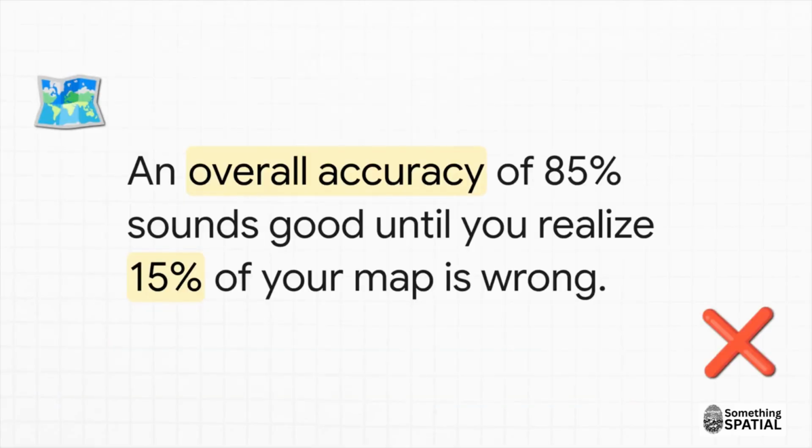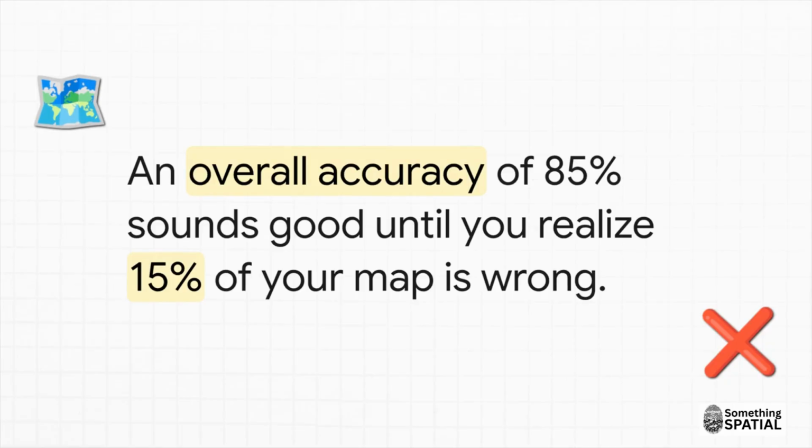The crucial point to remember is this: an 85% overall accuracy sounds fantastic, until you stop to think about the physical reality of that remaining 15%. If you're mapping a 100-hectare area, 15 hectares of your map are completely, entirely wrong. And this gets really dangerous if your map has unbalanced classes.